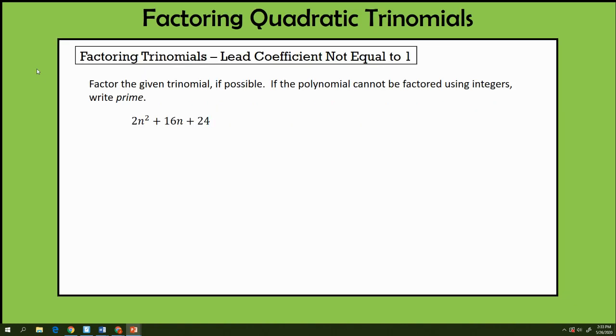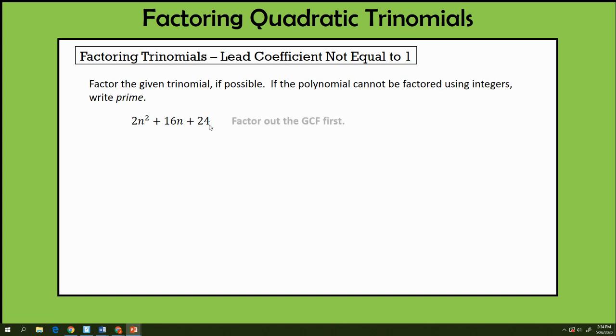Okay, so what we're going to do today is add a little to it, and the addition here is that our lead coefficient is now not going to be a 1. If you remember all your examples from yesterday, there was no number here. It was just n squared plus 16n plus 24, so you didn't have to worry about this first number. Now you're going to have a number here in this position, and now we've got to deal with that number.